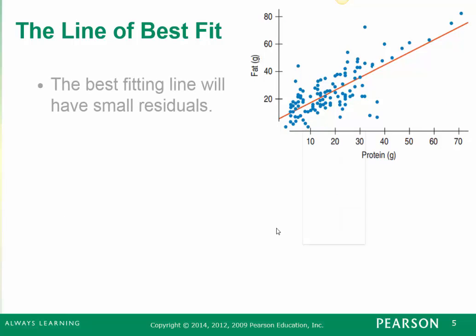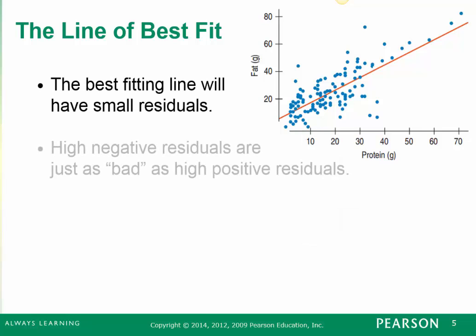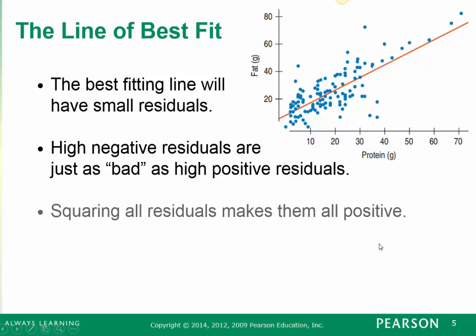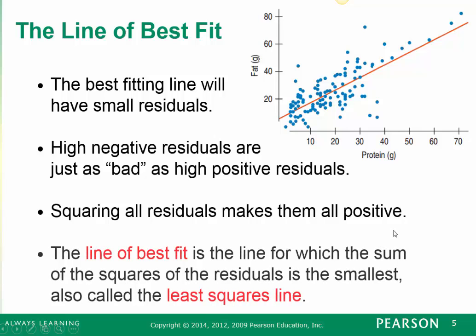The best fitting line will have small residuals. And again, you're going to use StatCrunch to do the fitting process. High negative residuals are just as bad as high positive residuals, and the line's going to be fitted so that the sum of the residuals is actually 0. But we're going to fit it based on the square of the residuals. So the line of best fit is the line for which the sum of the squares of the residuals is the smallest, and actually it's given the name the least squares line.